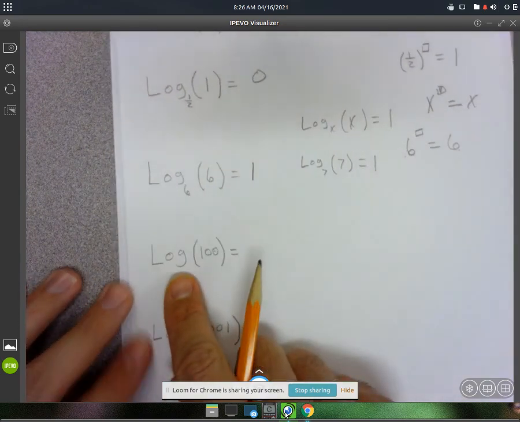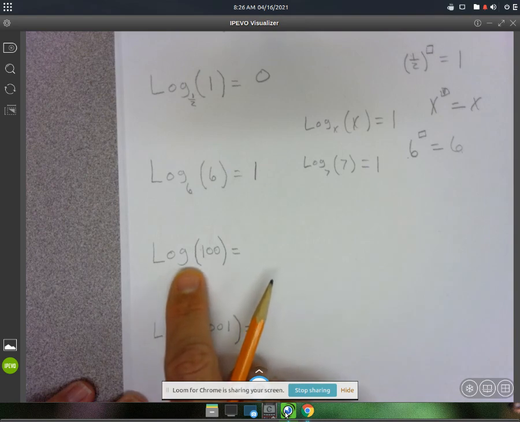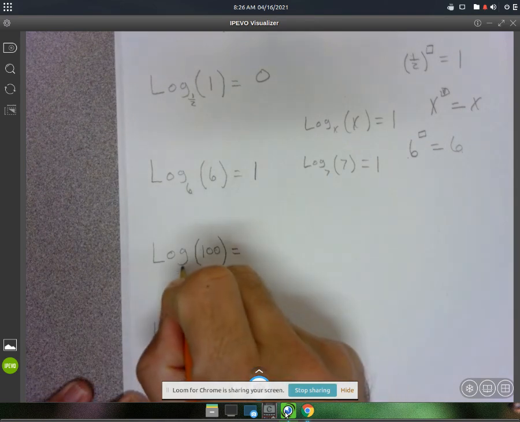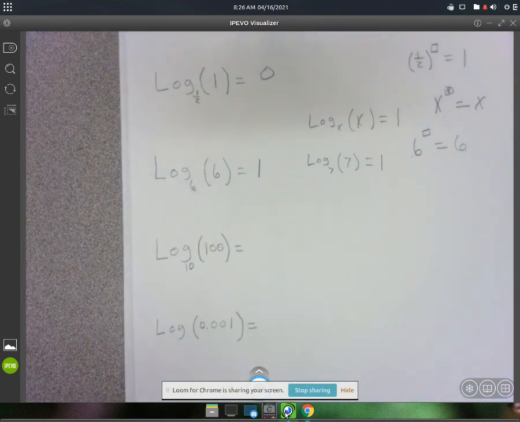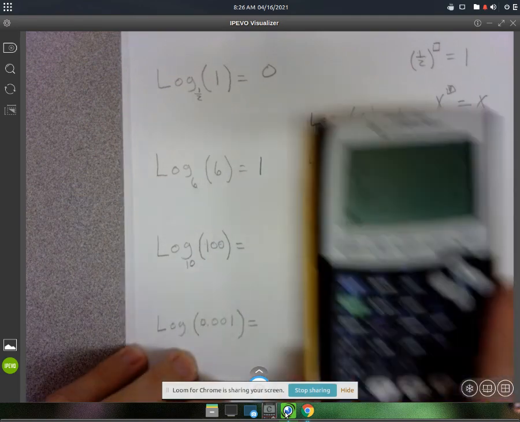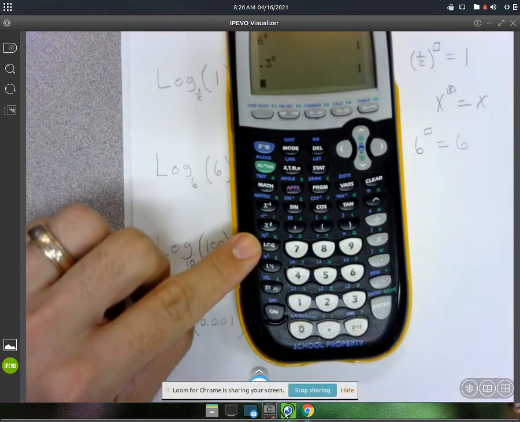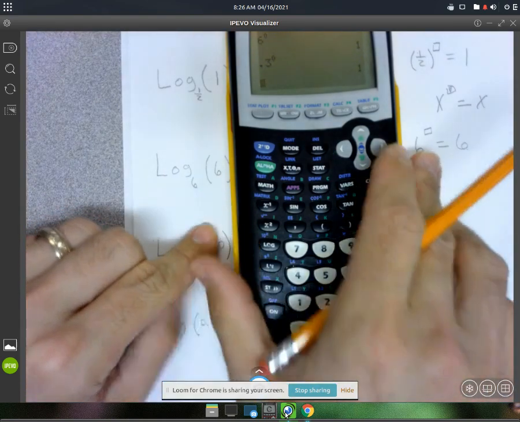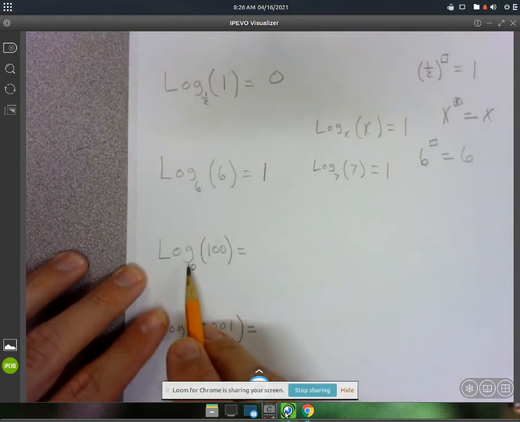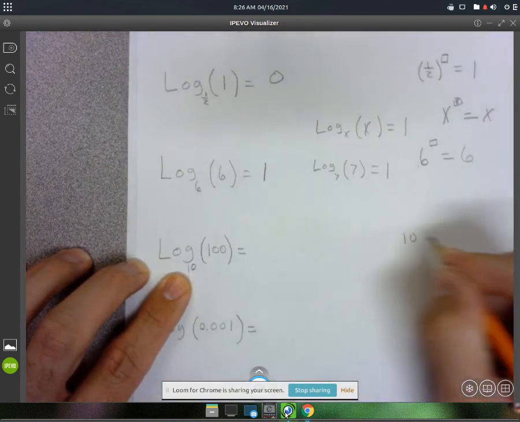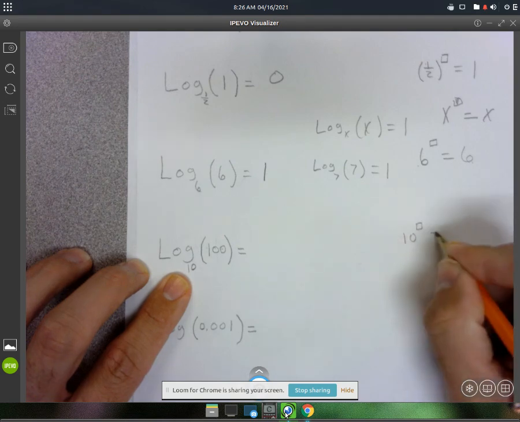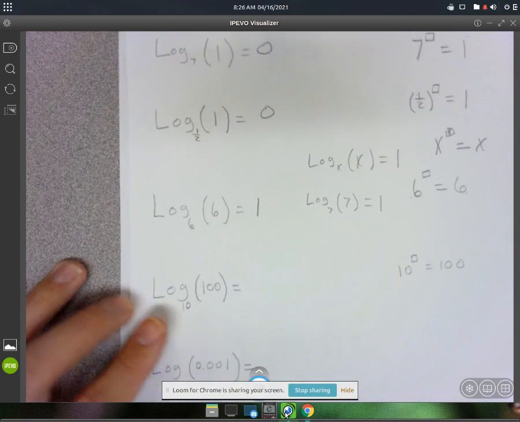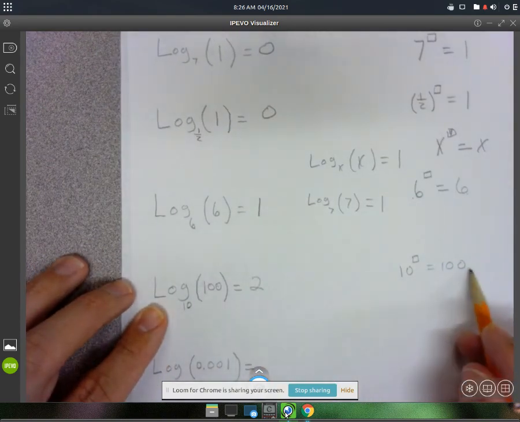Sometimes they're going to give you an expression where there's no base written. If that's the case, this is called the common log, and we assume it's base 10. It's such a common logarithm because we use base 10 arithmetic that they write it as log, like on your calculator. They just call it the regular log, and that means log base 10. So for this expression, 10 is my base. 10 to what power will equal 100? Well, that's going to be a 2. 10 times 10 is equal to 100.